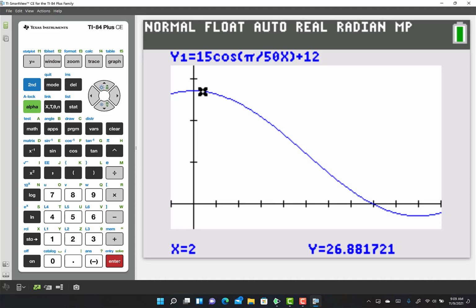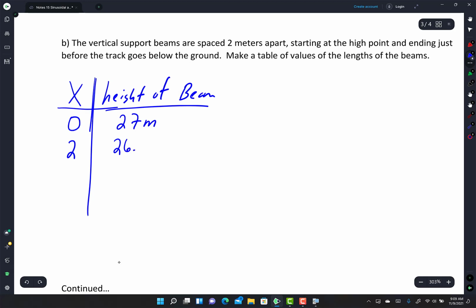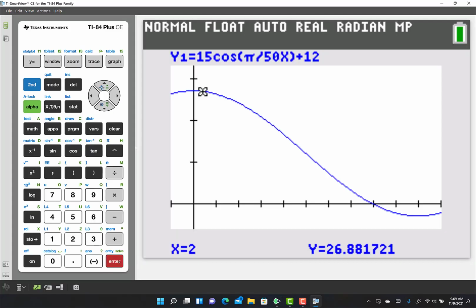26.881 meters. 4. So I'm going to go 4, enter. 26.528 if it's truncated.